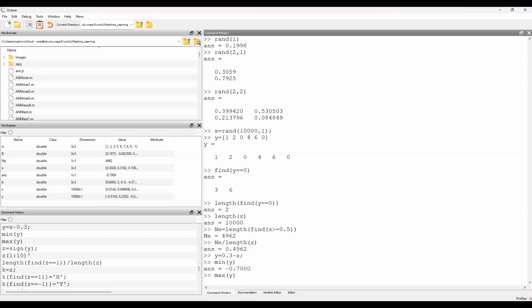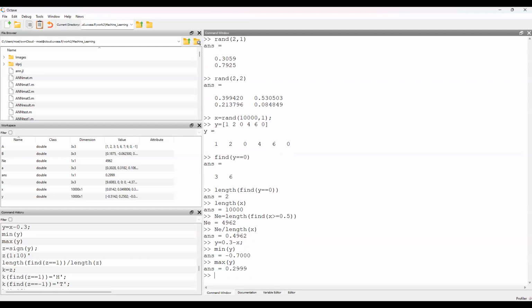Okay? Or very close to 0.3, as you can see, 0.2999. Now the numbers are from minus 0.7 up to 0.3. Okay. If you want the probability of tail to be 0.7 and the probability of head to be 0.3, then we can define the probability of tail as the negative numbers of y.